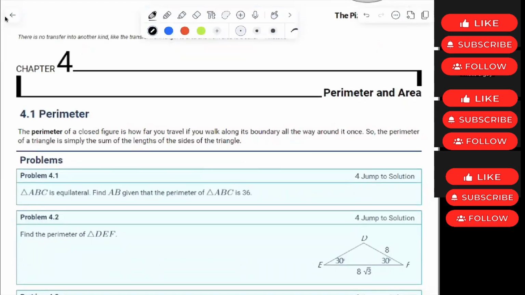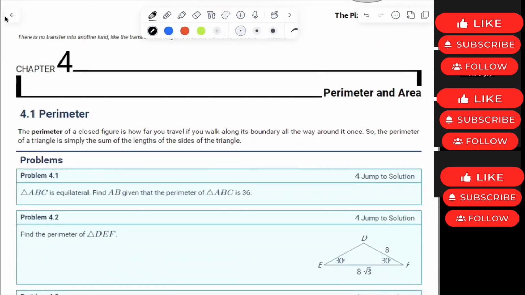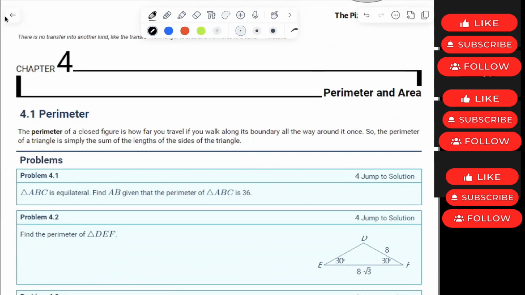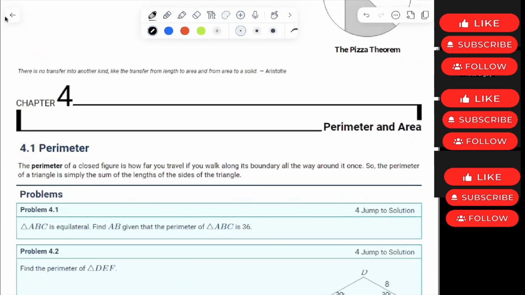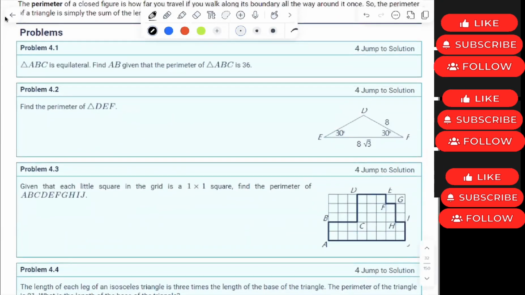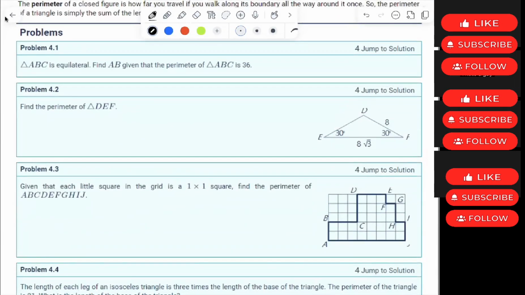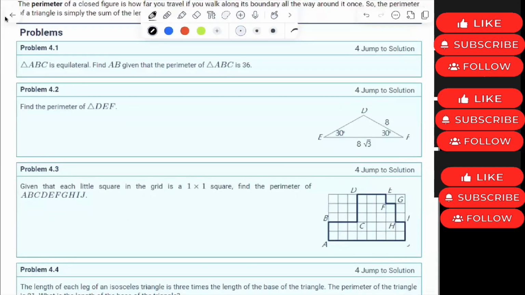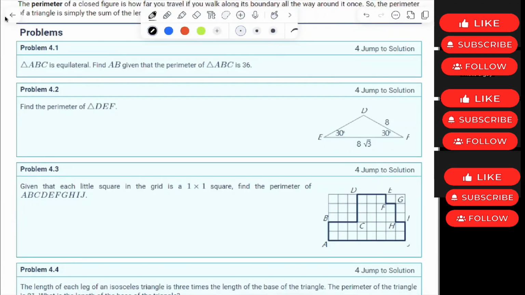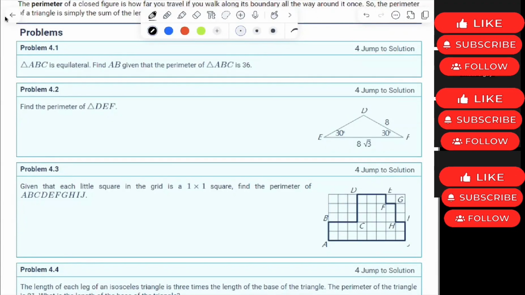The perimeter of a closed figure is how far you travel if you walk along its boundary, right? So this chapter is basically covering perimeter and area. So let's get started. Triangle ABC is equilateral. Find AB given that the perimeter of ABC is 36. Clearly, these three sides of this triangle are the same, which follows that each side of ABC is 12.